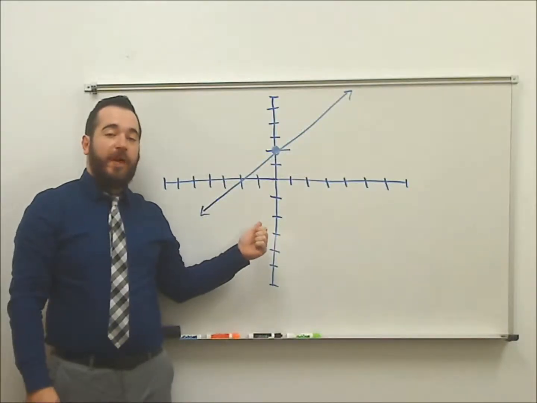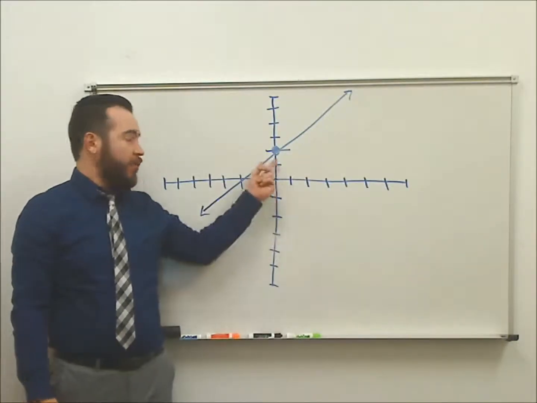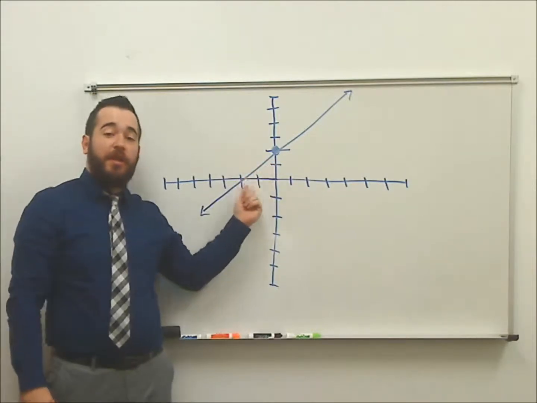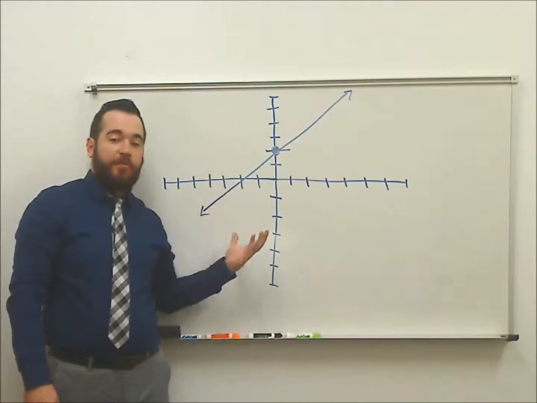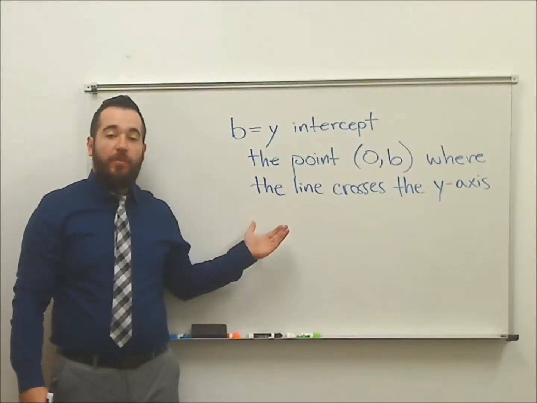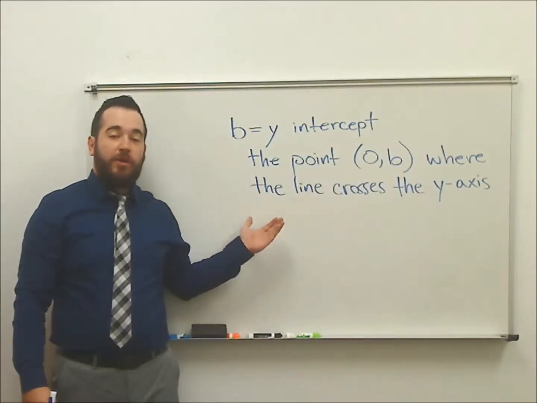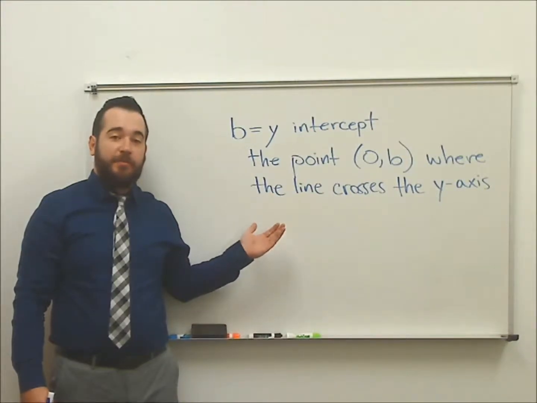This is a line with a y-intercept of 2, for example. It crosses the y-axis at the point (0, 2). So remember, the y-intercept is the point (0, b), where your line crosses the y-axis.